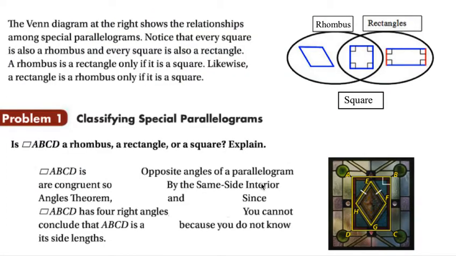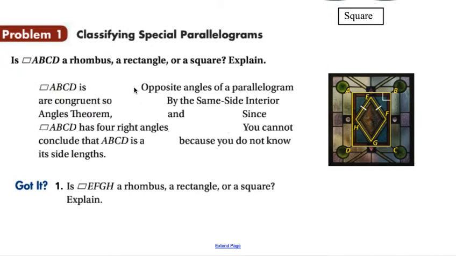So here is a picture called a Venn diagram that defines each of the different types of parallelograms, and you can see that a square is both a rhombus and a rectangle. So every square is a rhombus, but not every rhombus is a square, and every square is a rectangle, but not every rectangle is a square. So a couple of key things to remember: a rhombus is a rectangle only if it's a square. And a rectangle is only a rhombus if it's a square. So a square is a special type of both a rhombus and a rectangle. That could be a little bit confusing, so I thought I would clarify that.